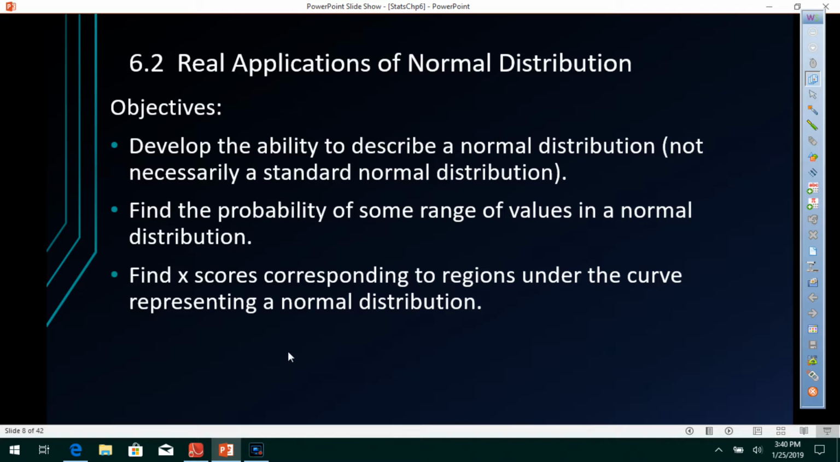Statistics lesson 6.2, real applications of the normal distribution. Three objectives. Develop the ability to describe a normal distribution, not necessarily a standard normal distribution. Find the probability of some range of values in a normal distribution. Find x-scores corresponding to regions under the curve representing a normal distribution.